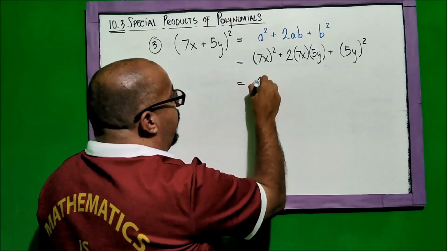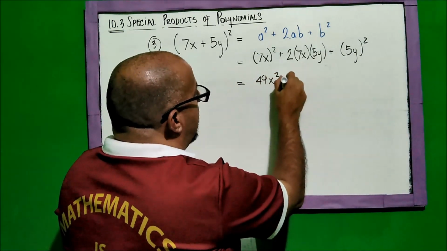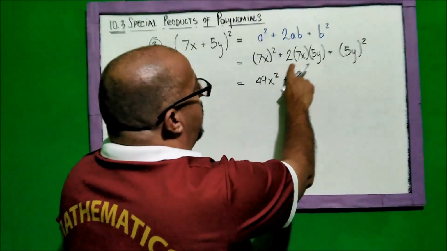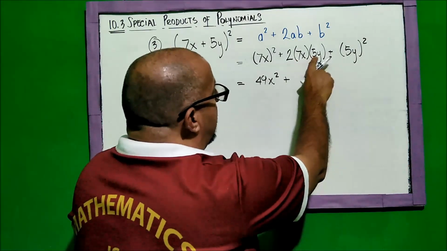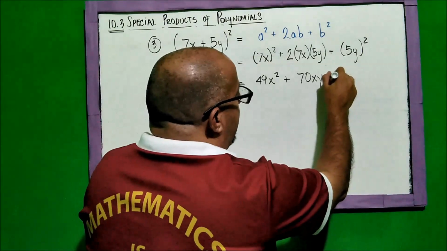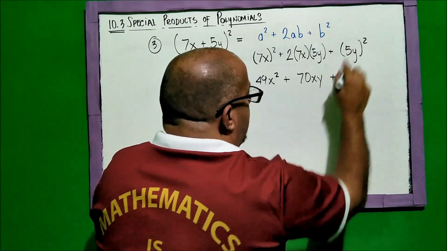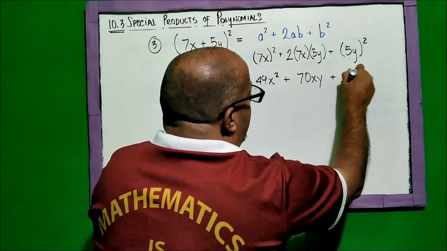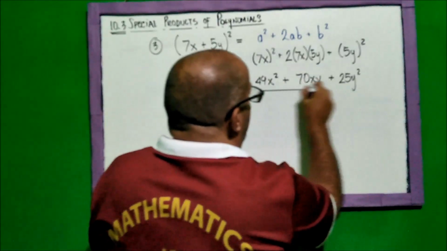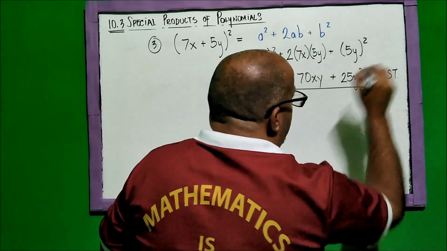In here we have 49x squared. Here we can multiply all the coefficients in one multiplication, so 2 times 7, which is 14, and 14 times 5, which is 70xy. And finally, we are going to have 5 to the second power and y to the second power, which will be 25y squared. Then, this is what we call the perfect square trinomial.